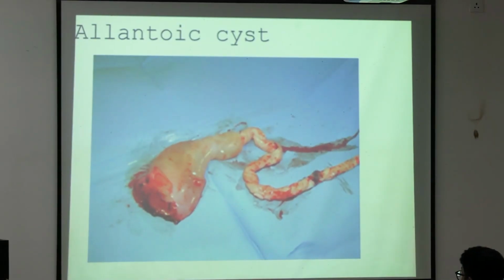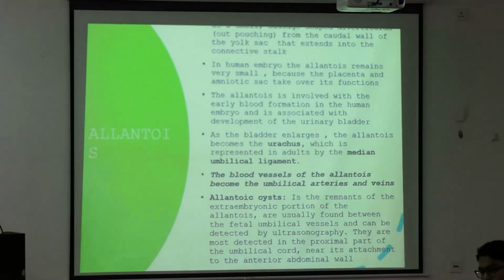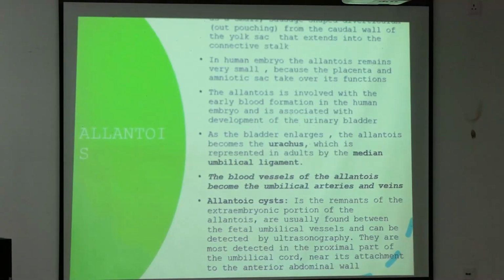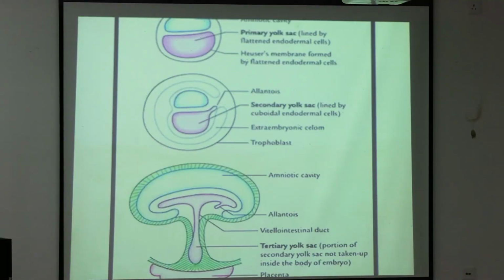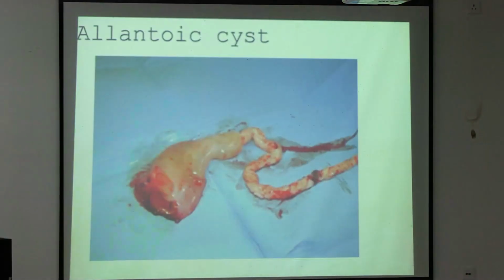This is the allantoic cyst. Why does cyst happen? Since there is a urachus, it protrudes from the umbilical area. There is always a possibility of having cysts, and the vessels of allantois are the ones that form the vessels of umbilical cord. The blood vessels of allantois become umbilical artery and vein. This is an allantoic cyst.